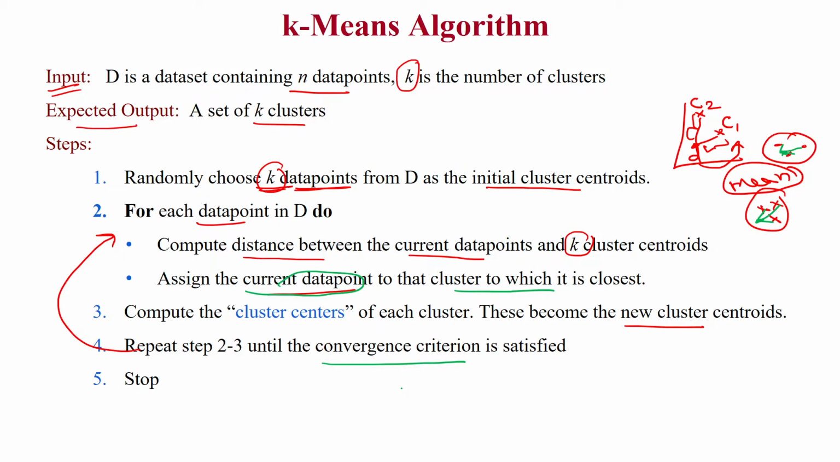What is the convergence criteria? The cluster members should not move from one cluster to another cluster. That is one criterion. Another criterion is that the cluster centers should not change. And the third one is the maximum number of iterations. Until then we can keep on doing the process.